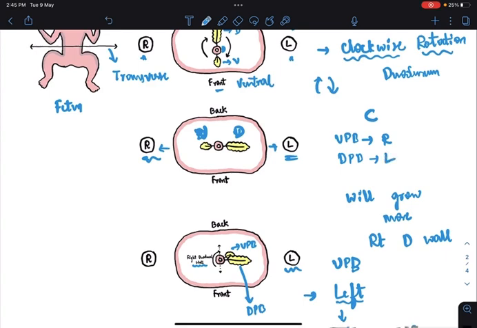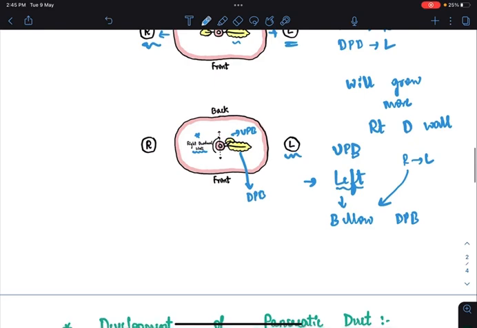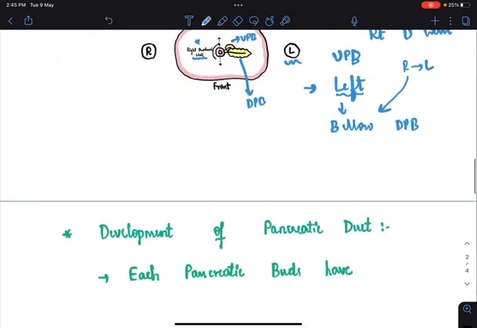left side. See, this is dorsal, this comes on the left side, and again due to differential growth of the right duodenal wall, this leads to what? There is shifting of the ventral pancreatic bud from right to left, and that too it comes below the dorsal pancreatic bud. Okay, so this is how the adult position of the pancreas is achieved.